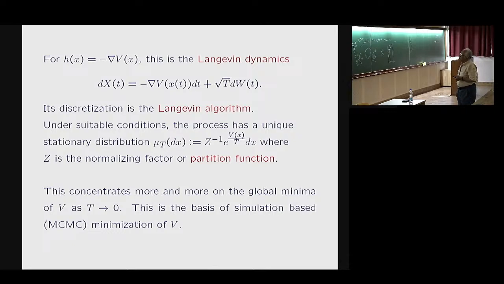As T goes to 0, there should be a minus V. So as T goes to 0, this will concentrate more and more on the global minima of V. And that's the basis of the optimization based on Markov chain Monte Carlo. You run this diffusion for a long time and then take the mode, the most frequently occurring value, and that's a good estimate for the global minimum.